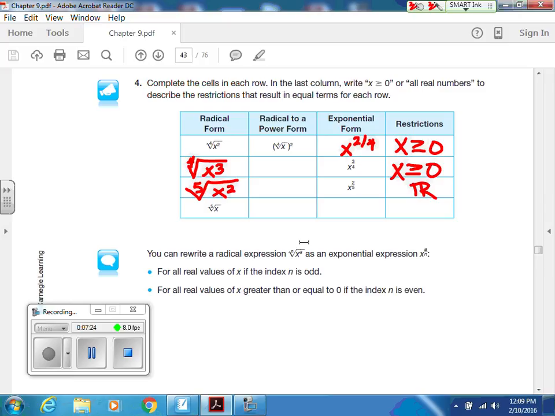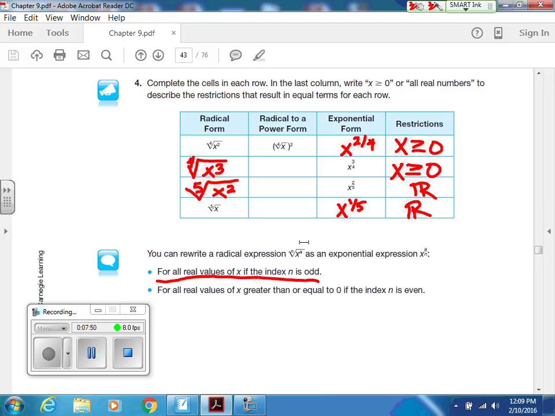Alright, what would this one look like? Fifth root of x. What would that look like as a fraction? Right? Any restrictions? Nope. So the bottom number is an odd number. What if it's just a whole number? You can put anything you want. We're just talking radicals here.